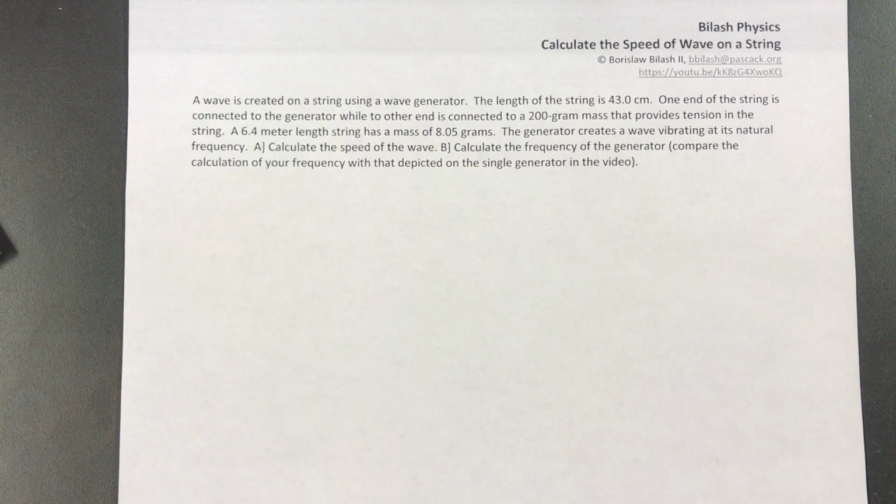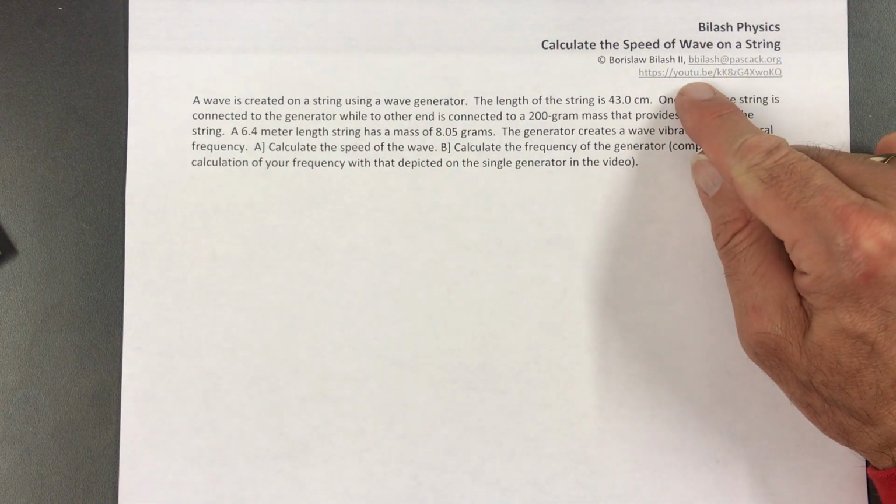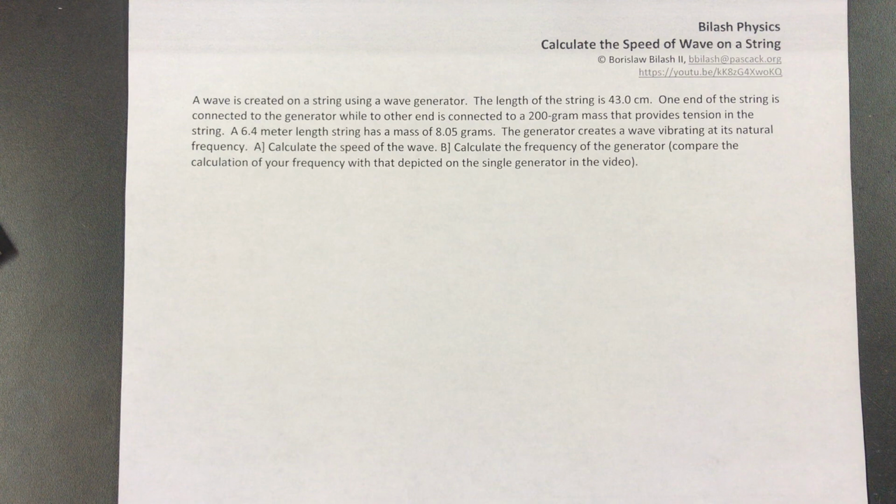In this lesson, I'm going to show you how to calculate the speed of a wave on a string. This question is based on the video which may be found at this address. So a wave is created on a string using a wave generator. The length of the string is 43 centimeters.